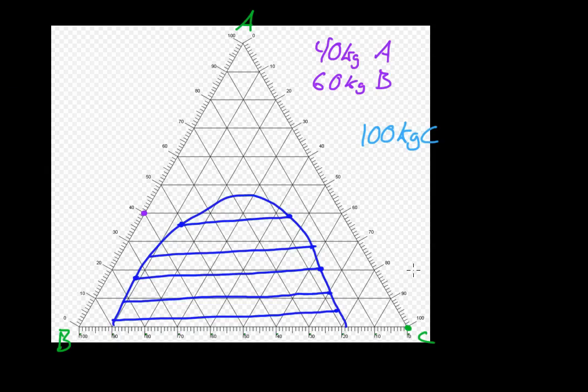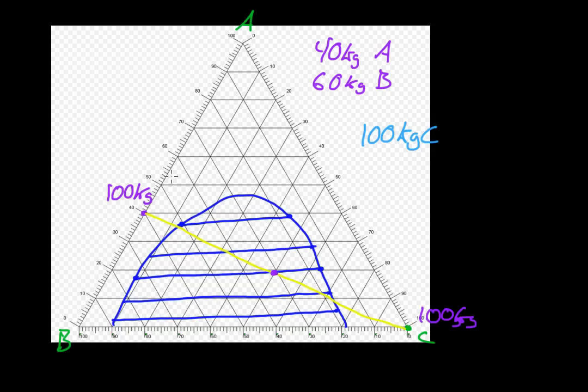Some type of line, and I don't know if I'm going to be able to do this straight or not. So our point should be somewhere on this line. And it'll actually be halfway, because this point represents 100 kilograms, and this point also represents 100 kilograms. So it should be right in the middle, right there. After we mix it, we should have 50% C and a combination of A and B at 50% as well.